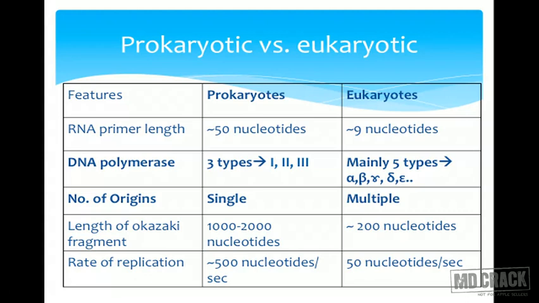Mistake should not happen. Why? Even a single base deletion or a single base mismatch can lead to a deleterious effect, can lead to different consequences and different diseases. So it is very essential. So eukaryotic replication takes place slowly, 50 nucleotides per second. Prokaryotes are not so bothered. They have mass production like that. They have a huge rate of replication.